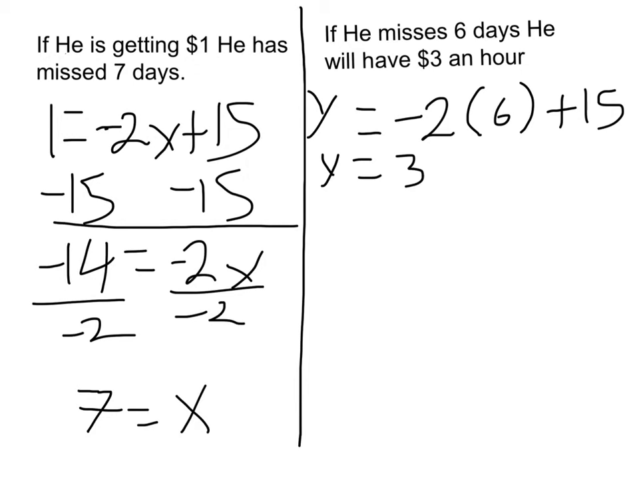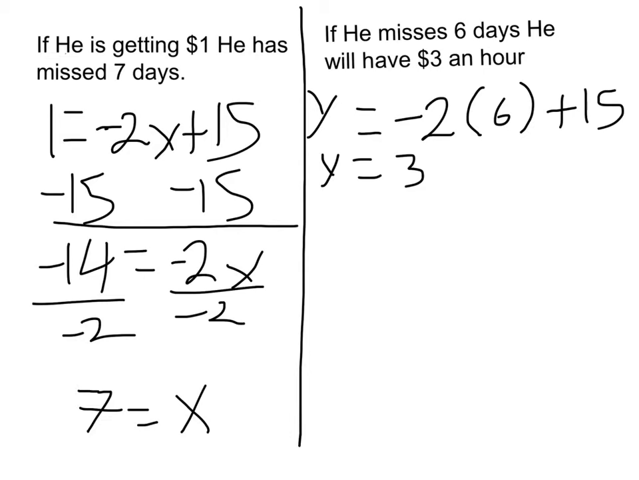For my predictions, if he is getting $1, he has missed 7 days. You can figure this out by plugging in the numbers into the formula. 1, replacing the y, 1 equals negative 2x plus 15. You solve this as a regular formula. Subtracting 15, you get negative 14 equals negative 2 times x. Divide by negative 2 on each side, and you get 7 equals x.